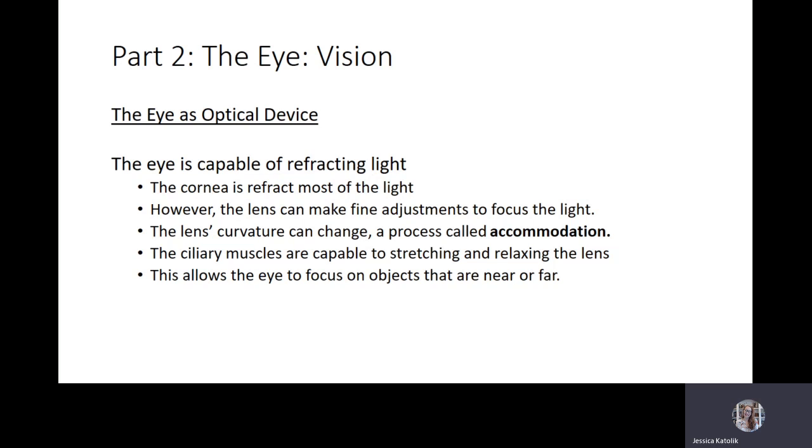To change the curvature of the lens, we're going to rely on the ciliary muscles that are found in the ciliary body. And these muscles are physically attached to the lens using the ciliary zonules, or we can call them suspensory ligaments. I'm going to call them suspensory ligaments because they're a little bit easier to say. And so when these muscles contract and relax, they're going to stretch and relax the lens, changing its curvature, and therefore changing how much the lens will refract the light and focusing the light onto the retina.